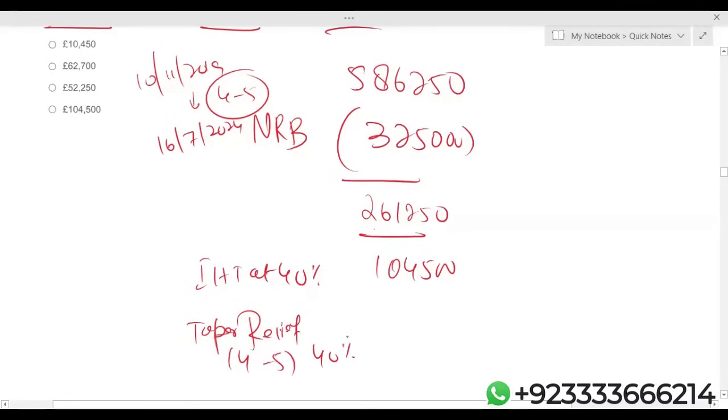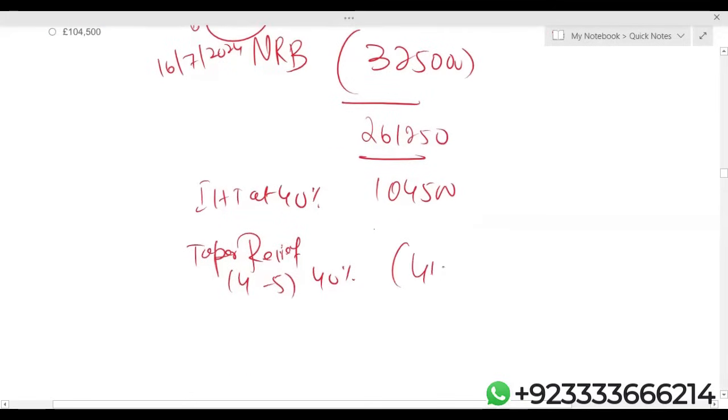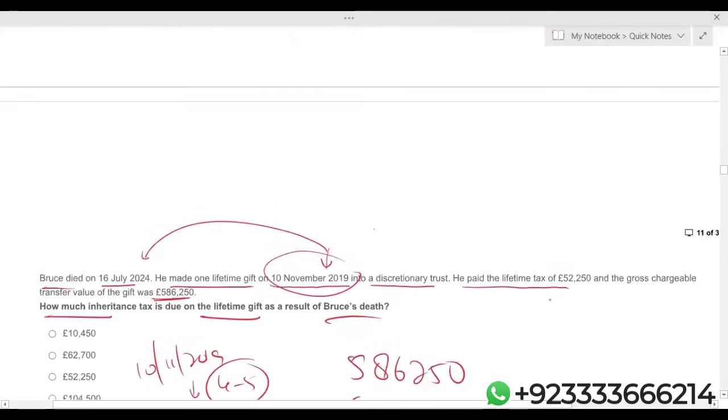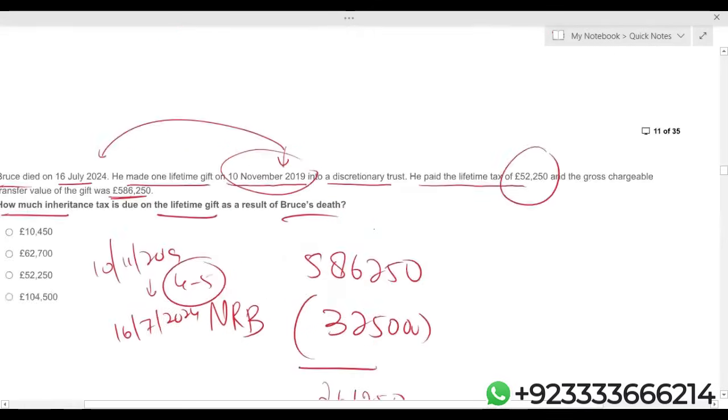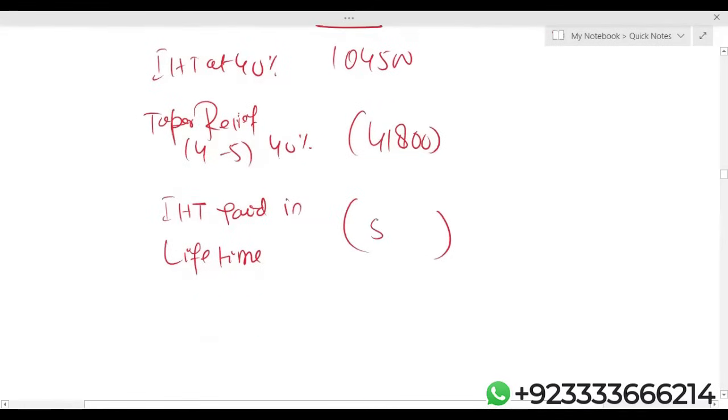40%. Let's take 40% of this, which is 41,800. And during the lifetime, he has also paid 52,250 IHT paid in lifetime. How much? 52,250.